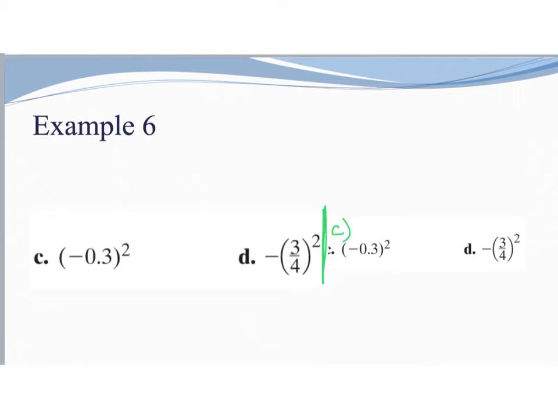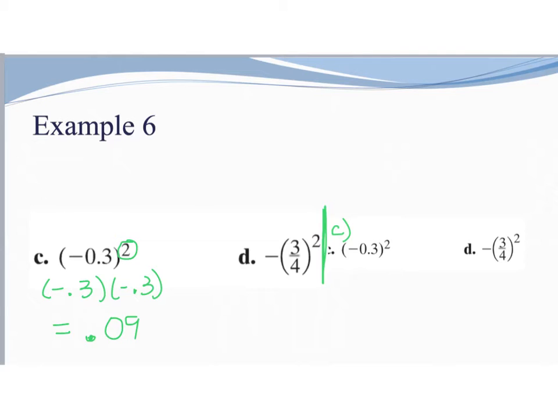So for the first part C, it says that we have a negative 0.3, and we're going to square that. Now remember, the squaring function really means that this is a negative 0.3 times another negative 0.3. Okay, so two negatives, when they multiply by each other, are going to cancel and become a positive, and 0.3 times 0.3 is going to give me a positive 0.09.